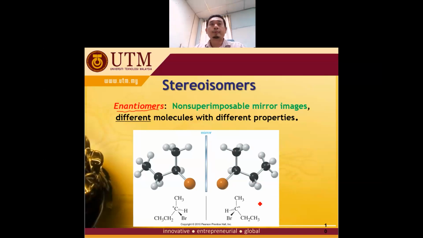So for example, these two compounds. How to name this compound? Can anyone give a name for it? These are two 2-butanol, right? One is R, another one is S. These two are different compounds because they cannot be superimposed.